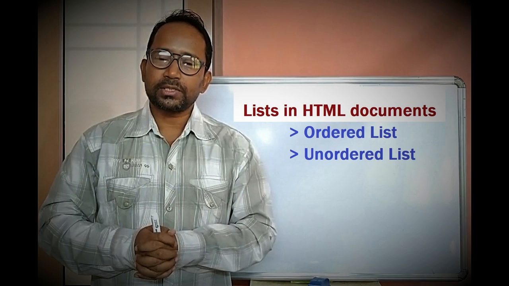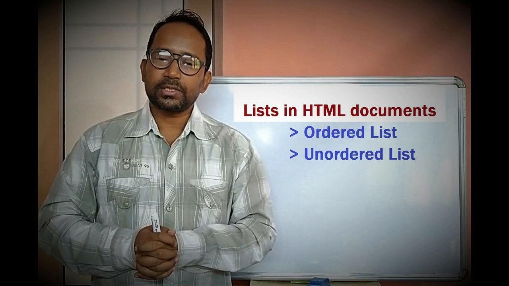So there are two types of list in HTML. One is ordered list, another one is unordered list. Ordered list is also known as numbered list because here each item in the list is marked with number. For ordered list in HTML, we have OL element, OL for ordered list. This is container element or paired element. That means it has one start tag and end tag.